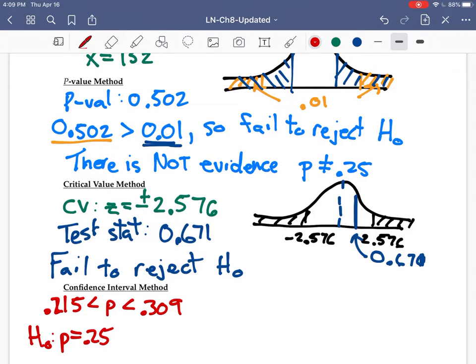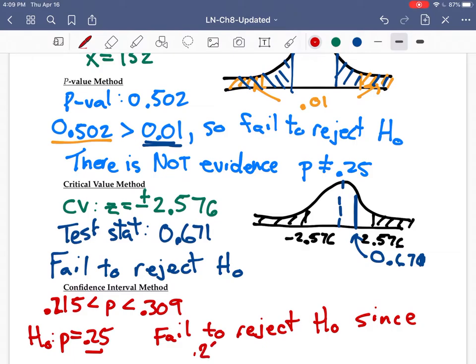We don't have evidence of the alternative. So we fail to reject the null. It is reasonable to believe 0.25. There's a bunch of values that, based on this particular sample, would be reasonable to believe, but 0.25 is one of those. So we, again, fail to reject the null, since the null hypothesized value, 0.25, is in the confidence interval.